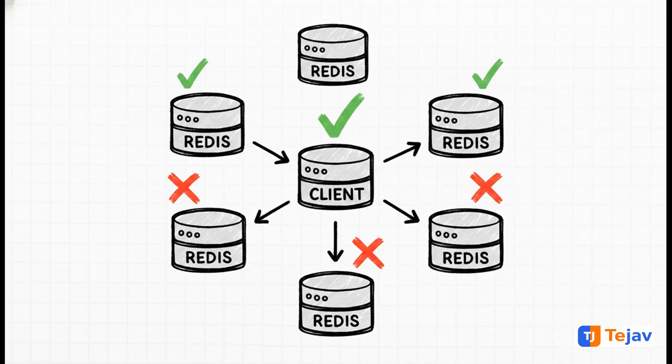Now, to get around that single point of failure, the Redlock algorithm was developed. The idea is, instead of using just one Redis server, you use several independent ones, let's say 5. To get the lock, you have to successfully acquire it from a majority of them. So in this case, at least 3. This gives you that fault tolerance we were talking about.